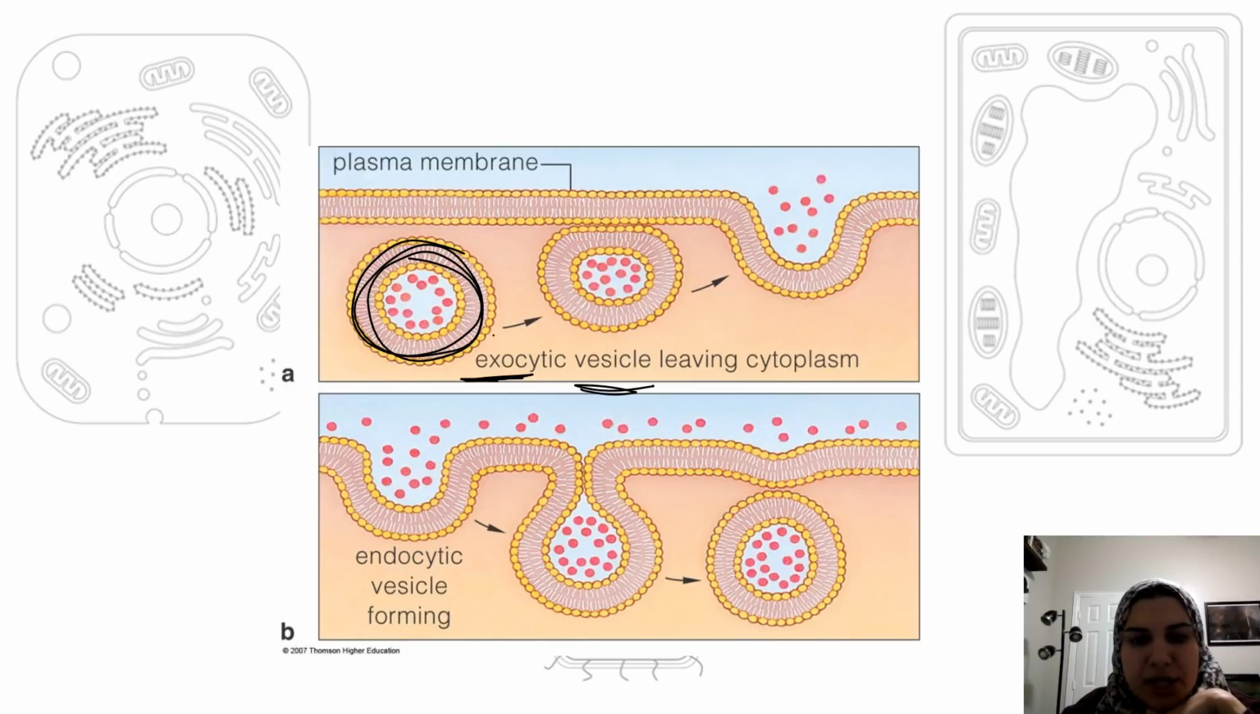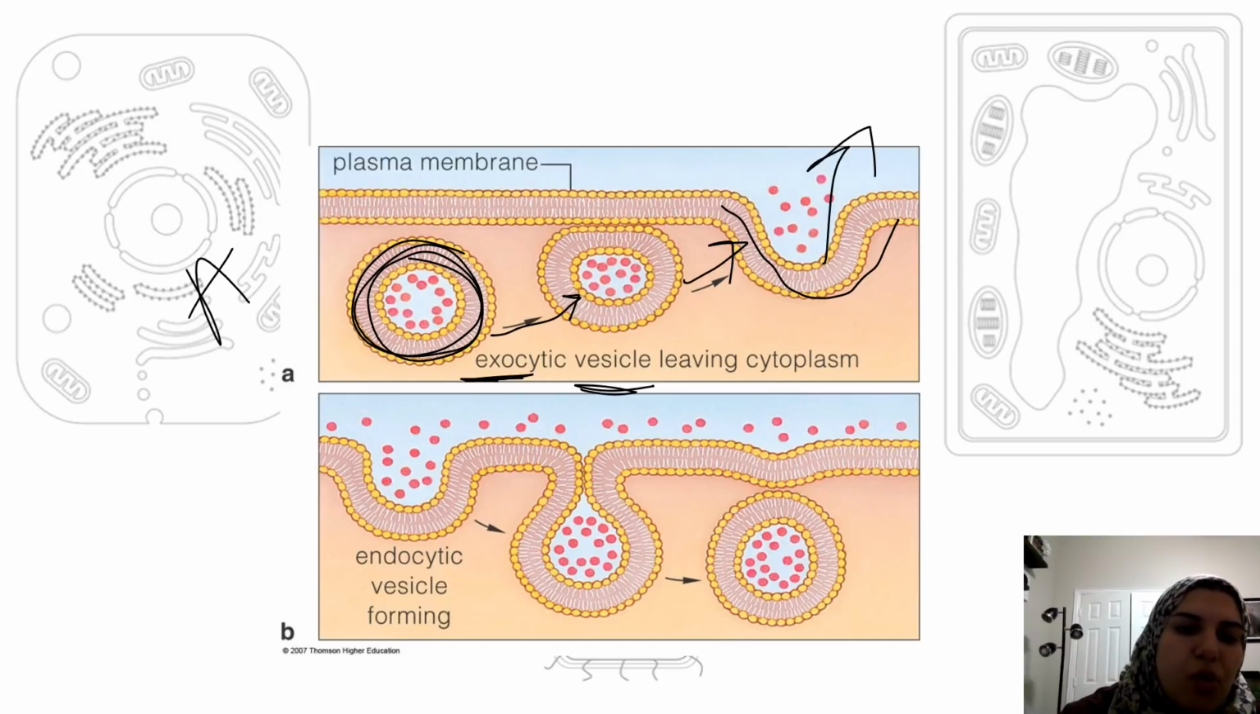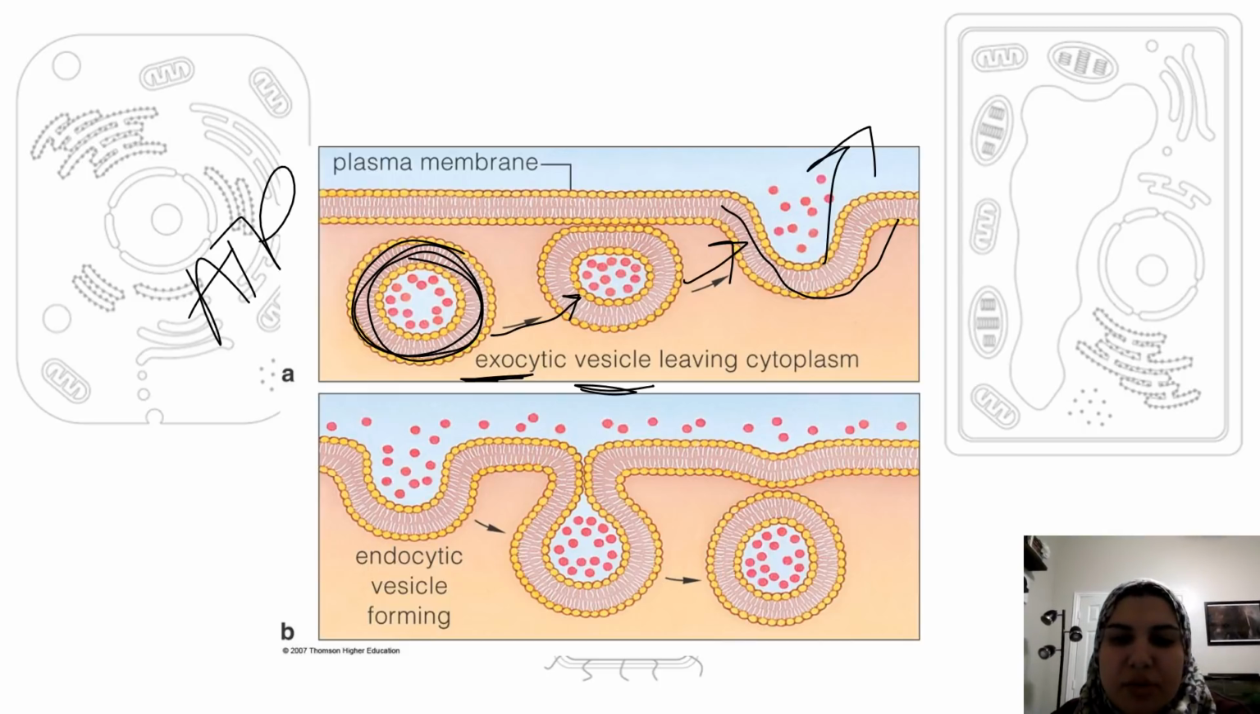That plasma membrane is going to join with the vesicle, and basically it'll open up the vesicle and let all of the stuff that I was carrying out. This requires ATP because I'm moving a bunch of stuff out of my cell all at once. Exo means exit.